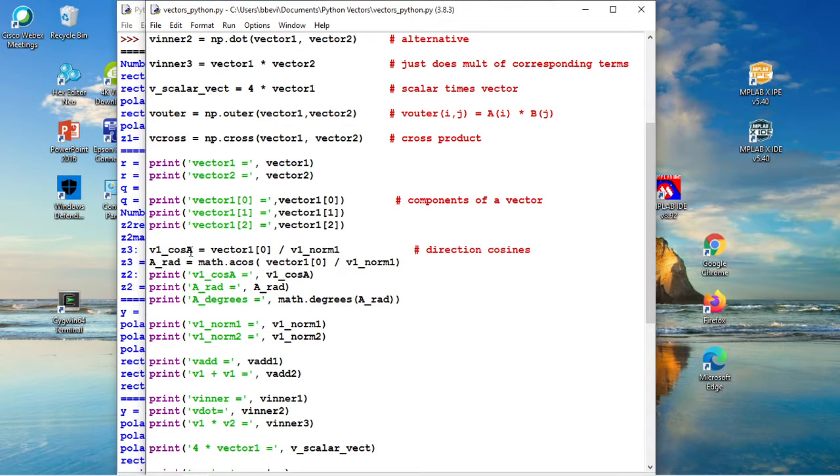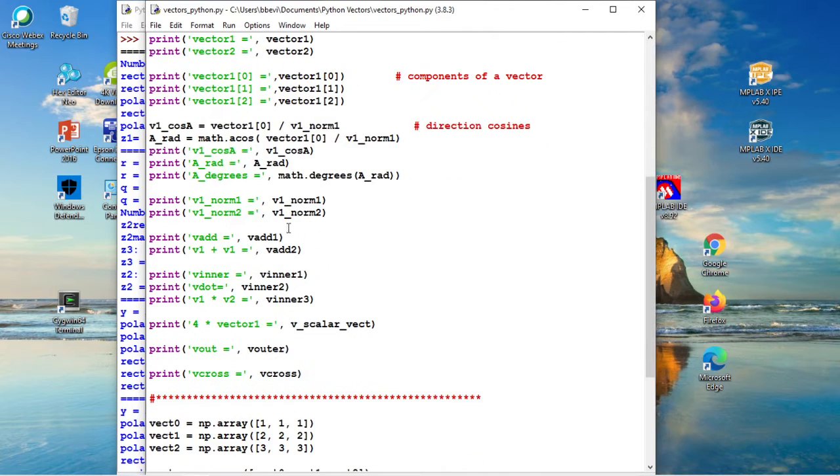Now remember, the direction cosines are defined as the component divided by the length of the vector: the x component here, the y component would be index 1, the z would be index 2. And so this is the direction cosine. Here I get that in radians by taking the arc cosine of that. I print this out, and if I want it in degrees, I can just use the degrees function.